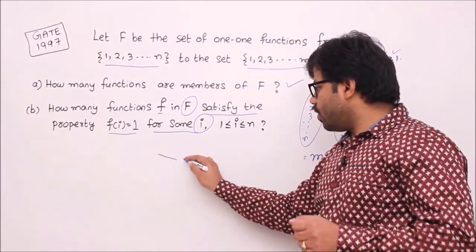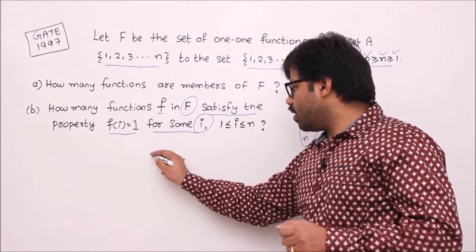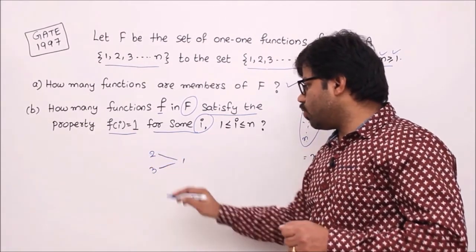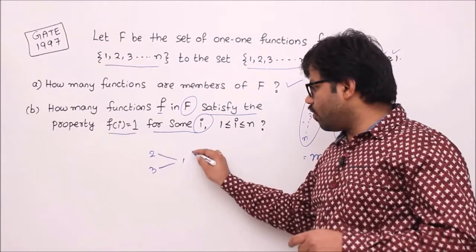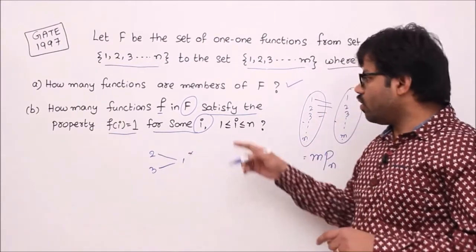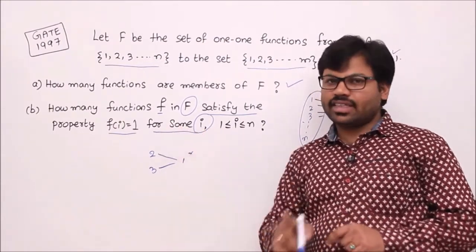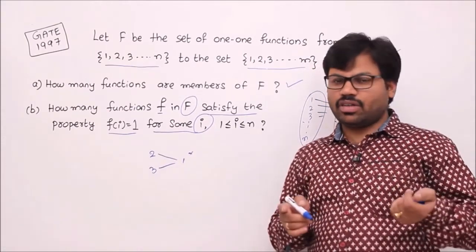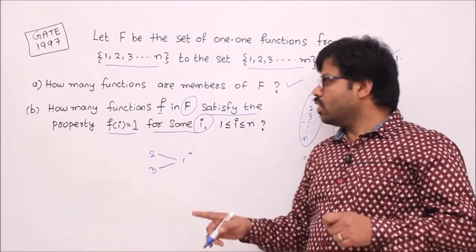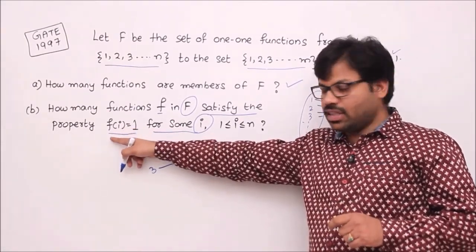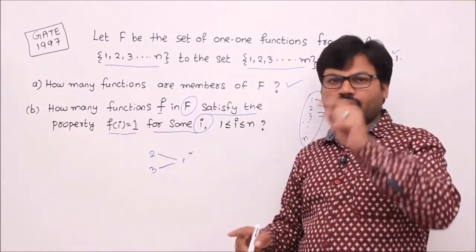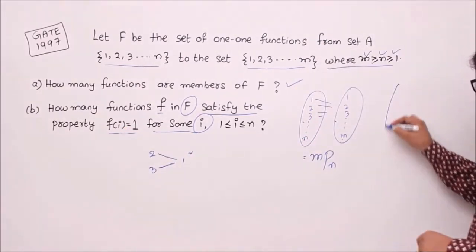Can we have a mapping like this? Example, 2 is mapped to 1, 3 is mapped to 1. Impossible, right? That's a violation of a one-to-one function. So though in the question he said some i, we can say exactly one i is possible. Now the problem is reduced to one of the elements in the domain having to map to 1, right? Let's show that picture here.